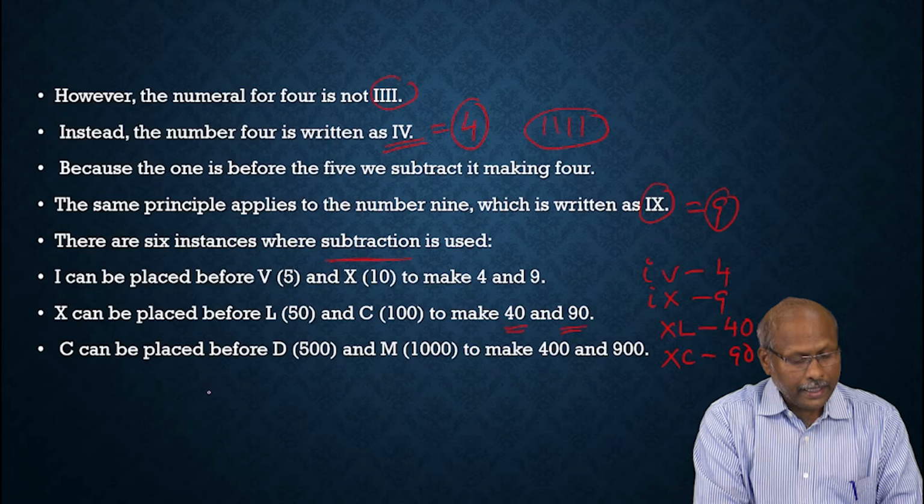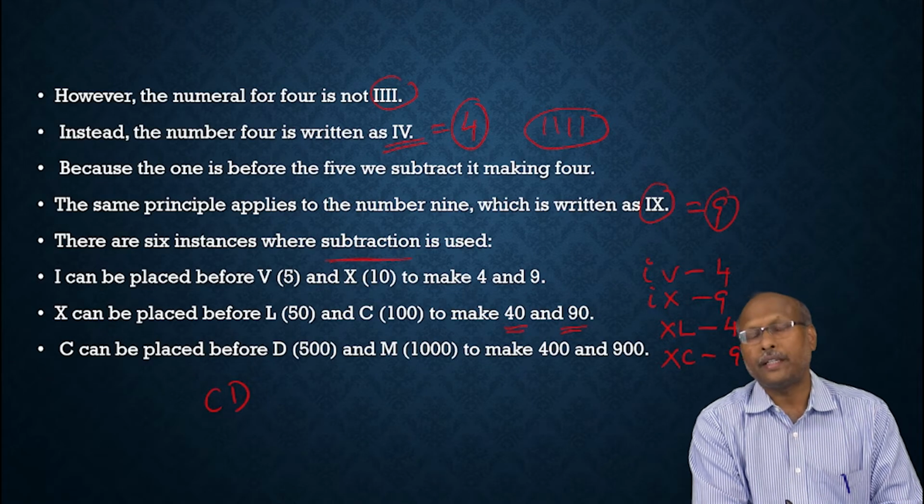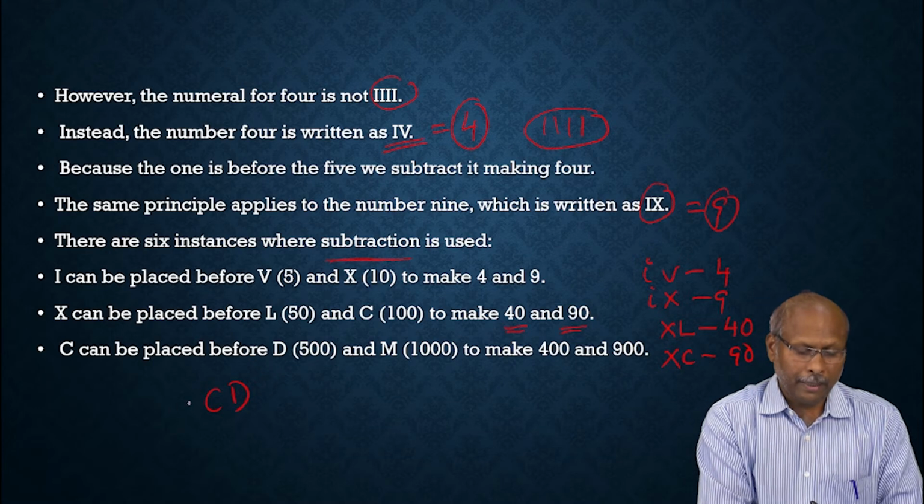Similarly, you can write the C before D. If you write C before D, D means how much? 500. If you write C before it, 500 minus 100, that is 400.